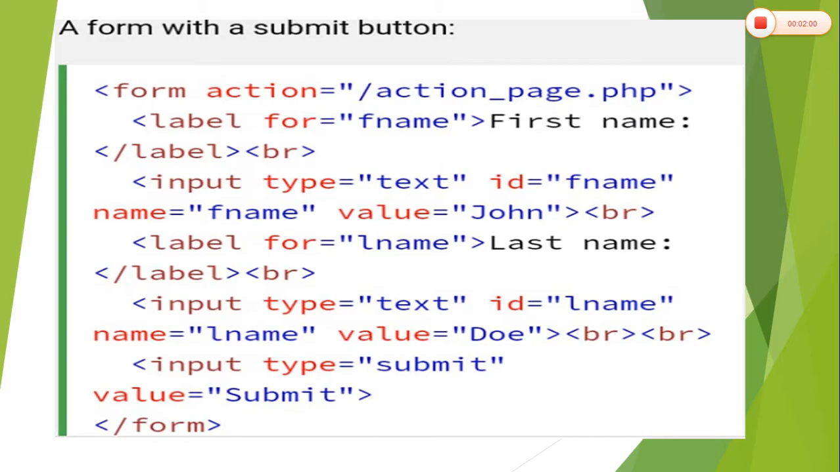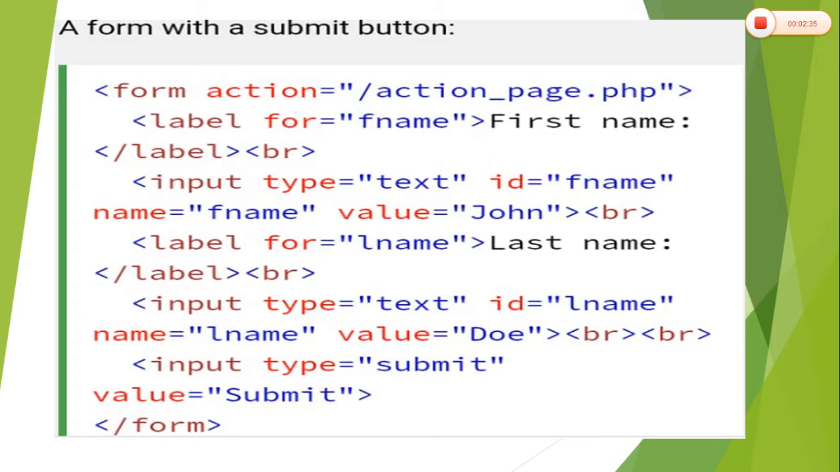Here, label, we already learned about label and text field. For the text field, type equal to text. First name label, label close. After that, the BR tag. If we use the BR tag, it is used to break the line. After the next line, the input text field is displayed. Here type equal to text, id equal to fname, name equal to fname, value. These are not required for the text type. After that, the BR tag means it has to break the line.